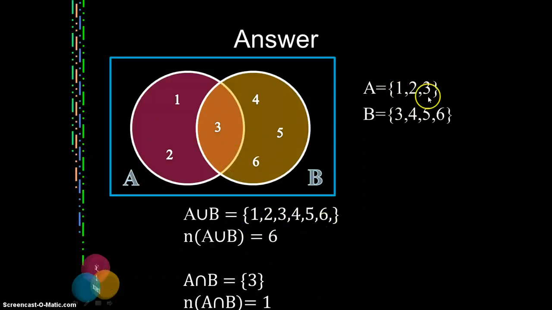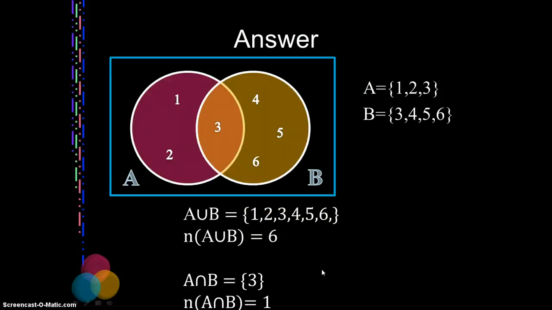So we have 1, 2, 3 here, this is set A. 3, 4, 5, and 6, this is our set B. So the cardinality of the union of sets A and B is 6, since there are only 6 members of the set, or 6 elements.